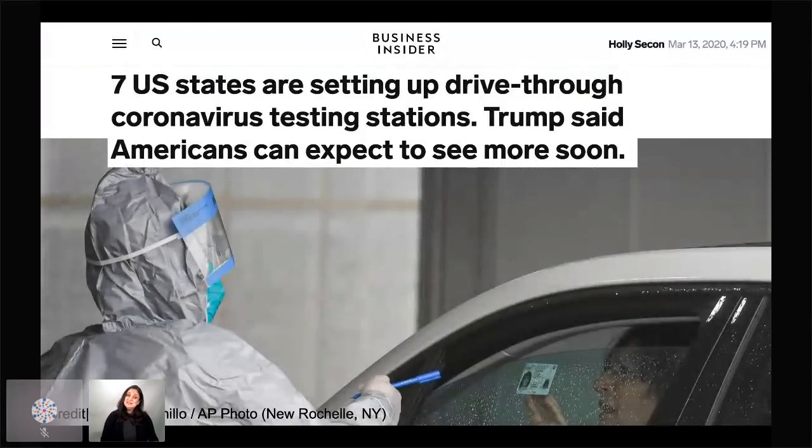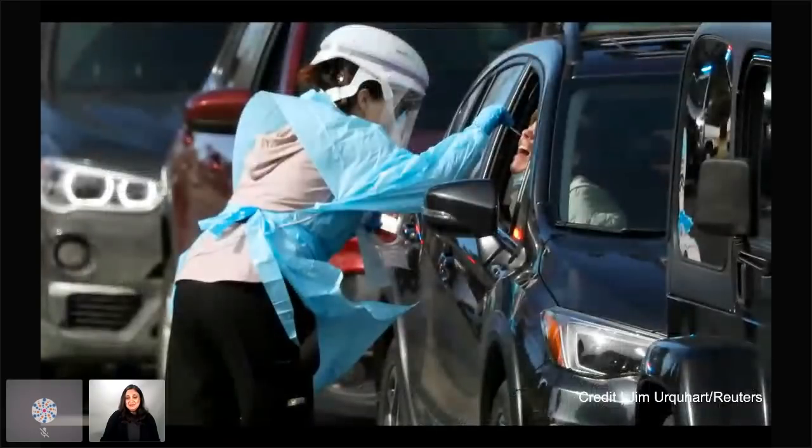And that has led to a boom in drive-through corona testing in the United States. So this is a picture of a drive-through testing station in New Rochelle, New York. And here's another one in Colorado. And as you can see, again, you've got the healthcare workers that are sticking swabs up people's noses.